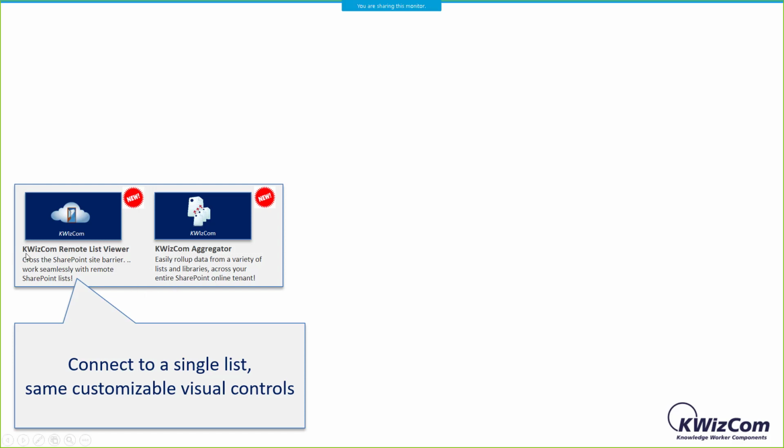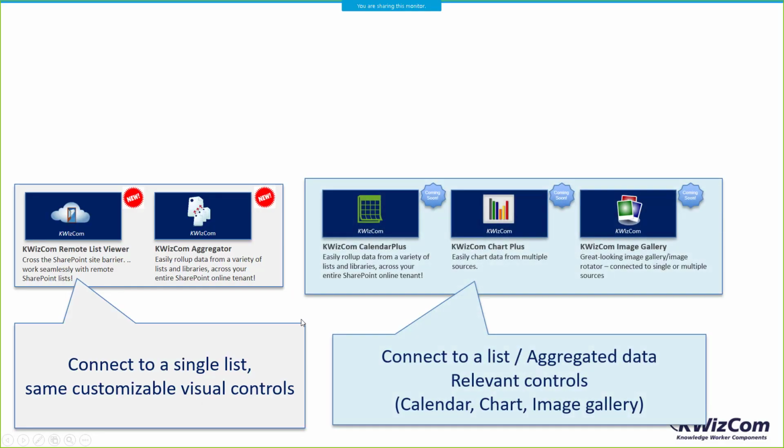Now, we also have the QuizCom Remote List Viewer, which is very similar, but this one connects just to a single list. It doesn't aggregate. Now, going back to the other web parts that I mentioned, which are also part of the same data view tools, these will be quite the same. They will also connect to the same aggregated data engine or to a list, but just have some other relevant controls. If you remember, we had tabs control and grouping control and paging and so on. In QuizCom Calendar Plus, you will have all kinds of calendar controls. So it's agenda view, monthly view, daily view, and so on.